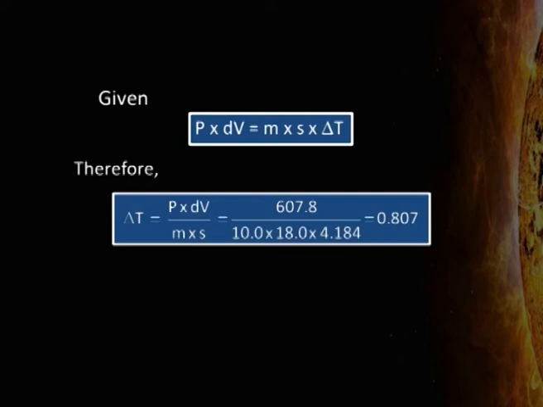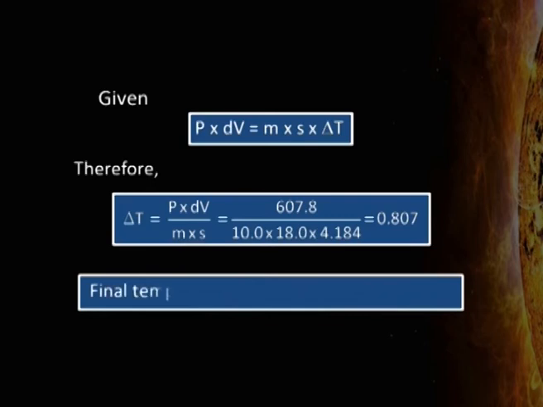Hence, delta T is equal to 0.807. Delta T is equal to T2 minus T1, and T1 is given to be equal to 290 Kelvin. Therefore, final temperature will be equal to 290 plus 0.807 equal to 290.807 Kelvin. The isothermal expansion of a gas can take place by reversible or irreversible process.